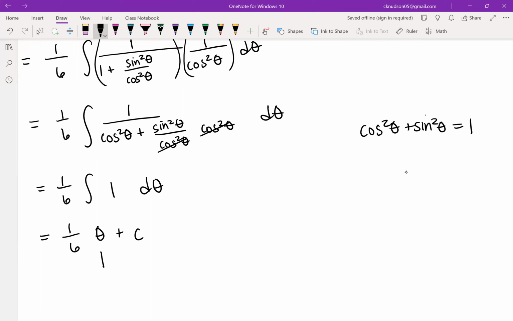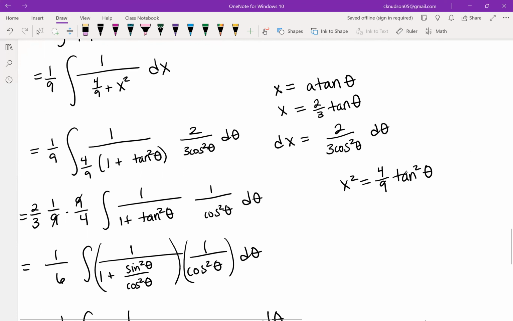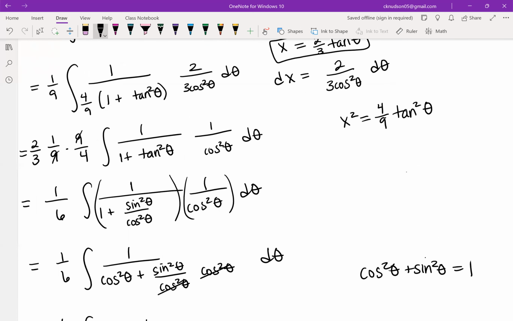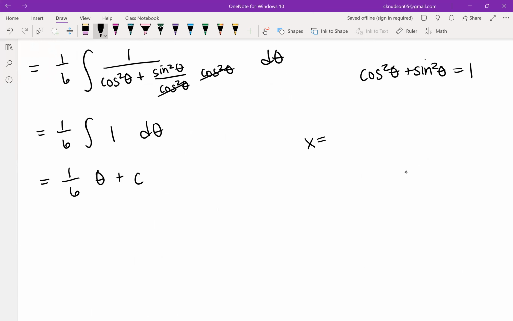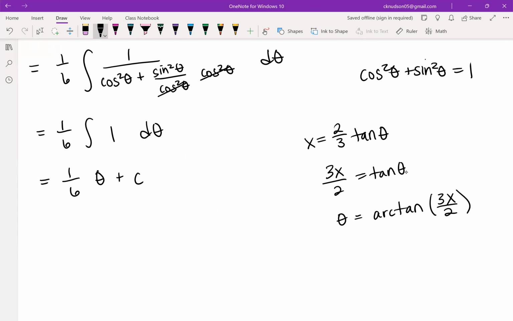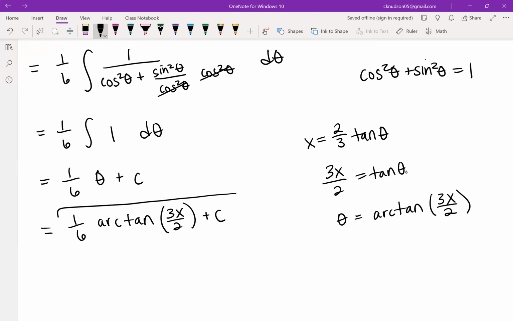Now let's go ahead and replace theta with whatever it is in terms of x. So let's remember what our substitution was. We used x equals 2/3 tan theta. So then that means that 3x over 2 is tan theta, or theta is equal to arctan 3x over 2. So that means that our final answer is 1/6 arctan 3x over 2 plus our constant.